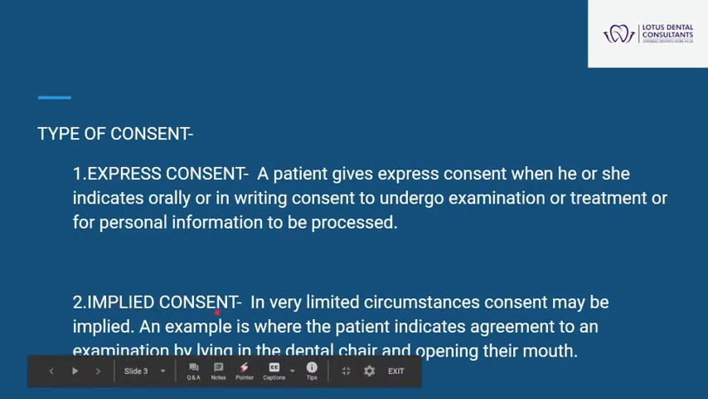Sometimes it is an implied consent. In very limited circumstances, consent may be implied. An example is when a patient indicates agreement to an examination by actually lying in the dental chair and opening their mouth. So it is kind of an implied consent. For example, a patient has come and he is obviously here to get a dental checkup. So he is sitting on his chair and we ask, are you ready? So it is kind of an implication that yes, he's ready for a checkup. Not maybe for the further treatment, but for today's checkup, he's ready. Clear? Yes. That's an implied consent.